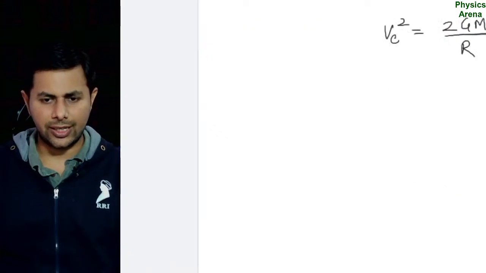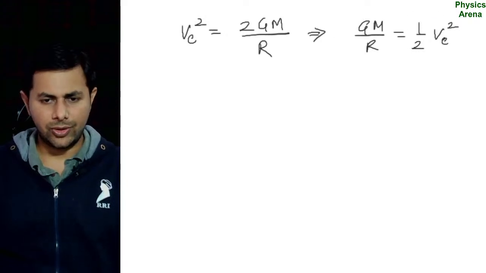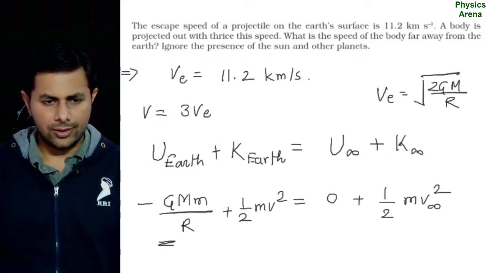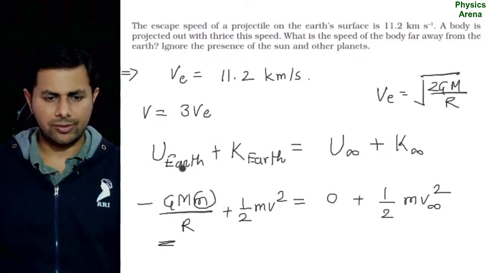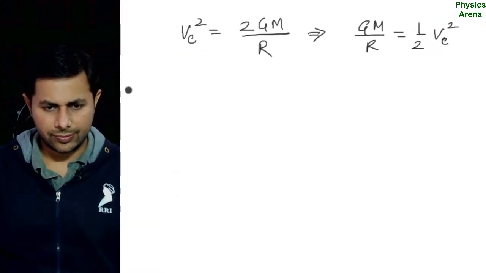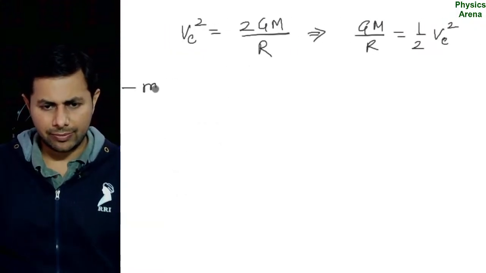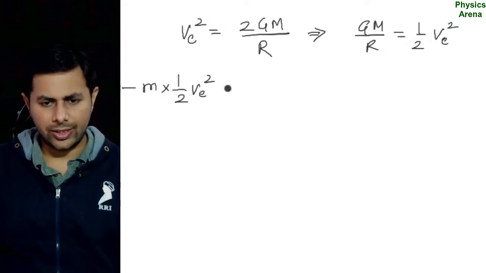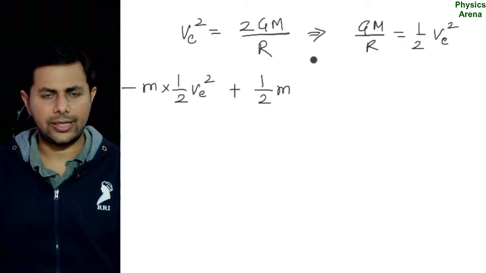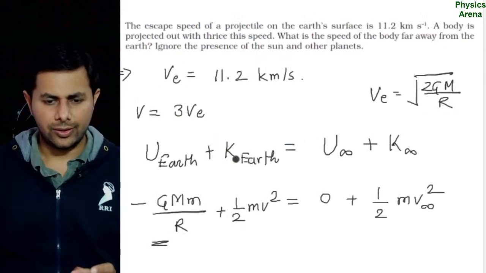So let's substitute that. GM over R is half of v_e squared. Let's substitute in this equation. So we have m times minus GM over R, so we have minus m multiplied by half of v_e squared, plus half of m times 3 times v_e.